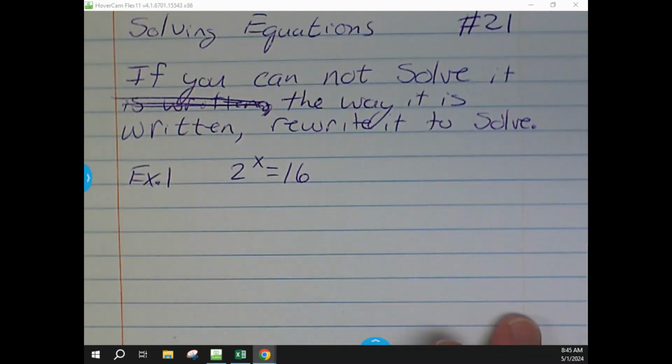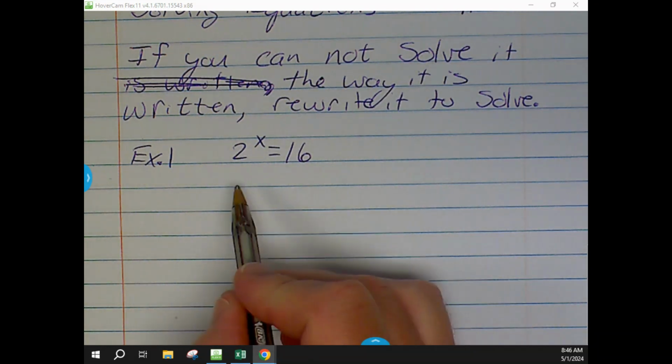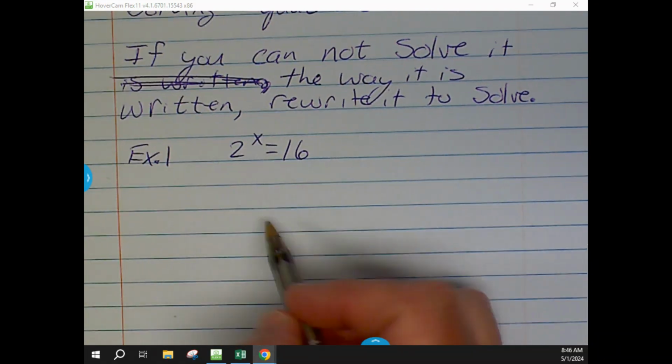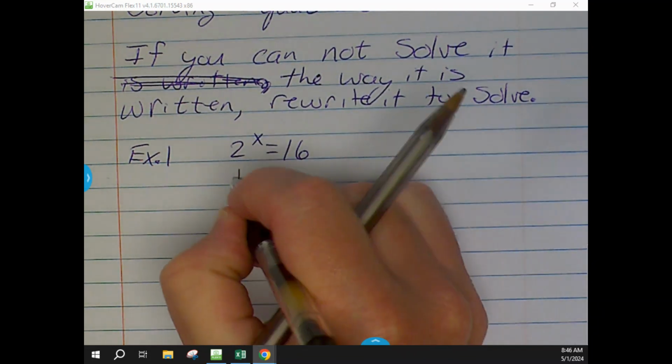Okay, so let's say you have 2 to the x equals 16. Now, a lot of these cases, sometimes they'll tell you to rewrite it with a common base. We'll show you that part in a second. But basically, here's what it comes down to. If this is the problem you have, it's an exponential form. Again, we're just going to go ahead and rewrite it in log form.